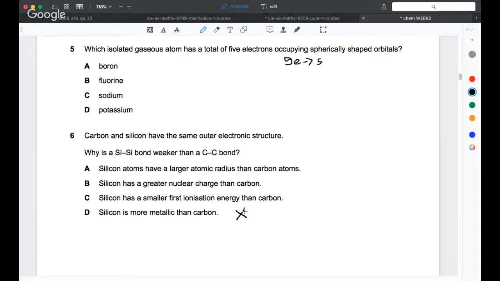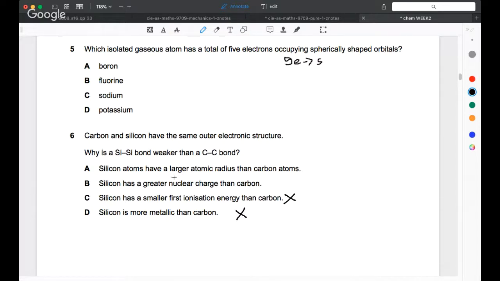So it's not done. Why are they not? Well, none of them are actually metallic. That has nothing to do with ionization. This one, yeah, it's A.